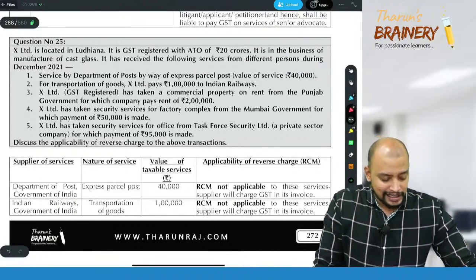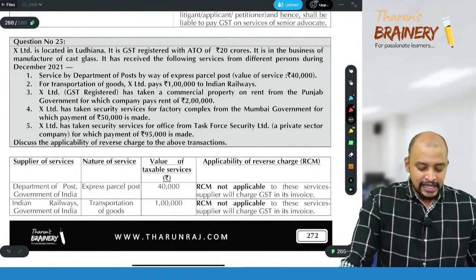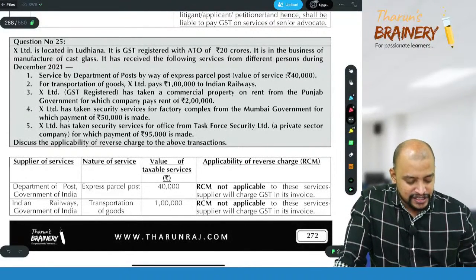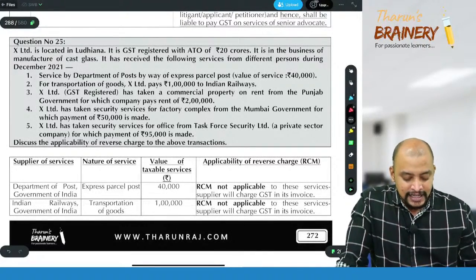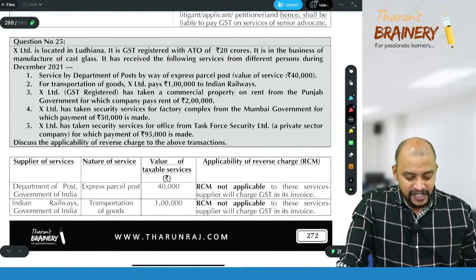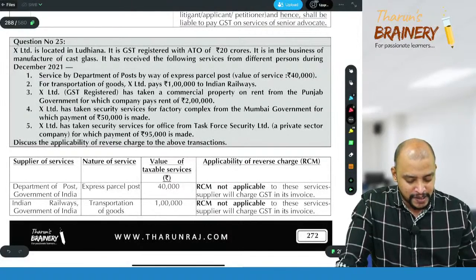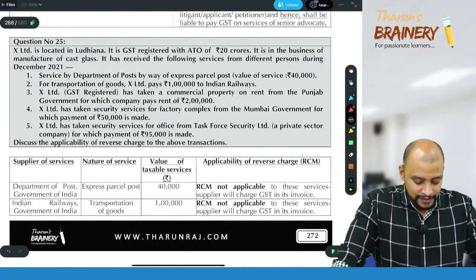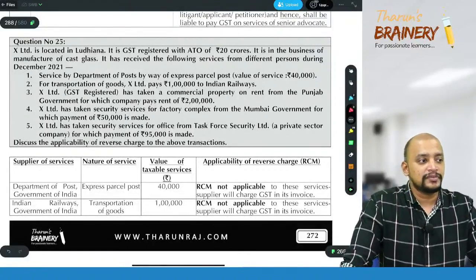X Limited is located in Ludhiana. It is registered with aggregate turnover of 20 crores. It is in the business of manufacture of cast glass. It has received the following service from different persons during December. Service by Department of Post by way of express parcel post, value 40,000. Taxable or exempted that service? Taxable. RCM or FCM? FCM.